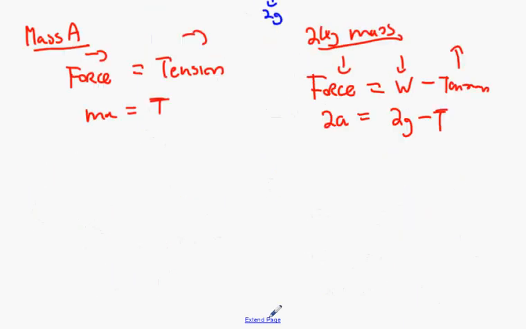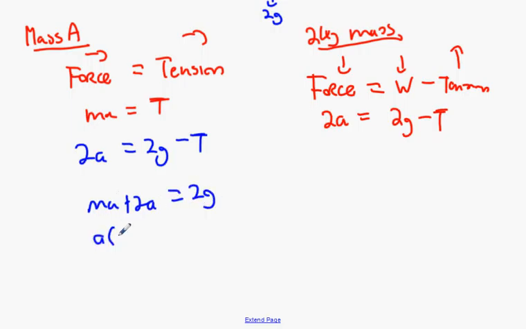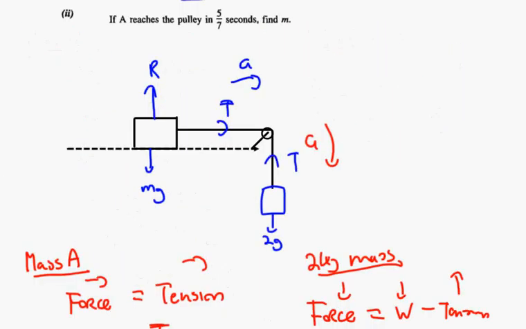So if I add both these formulas together, I'm going to add downwards. The T's will cancel and I get ma plus 2a equals 2g. a into (m plus 2) equals 2g. a ends up to be 2g over (2 plus m). Everybody right with that?